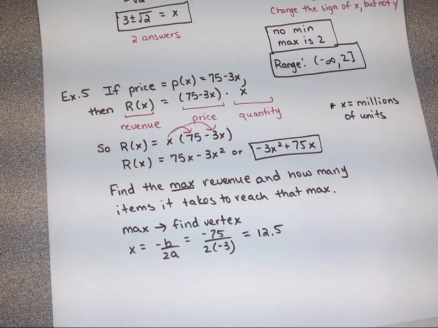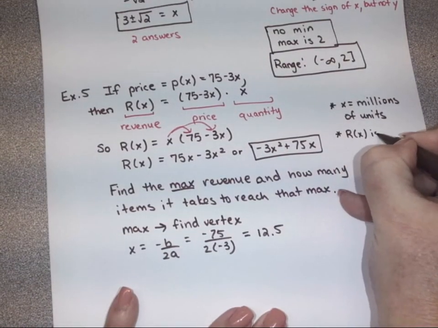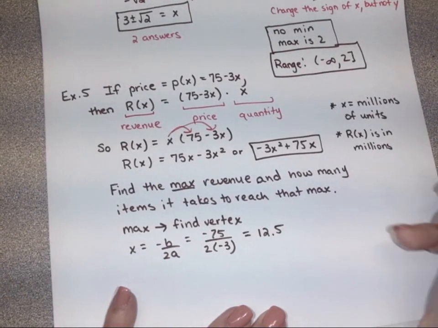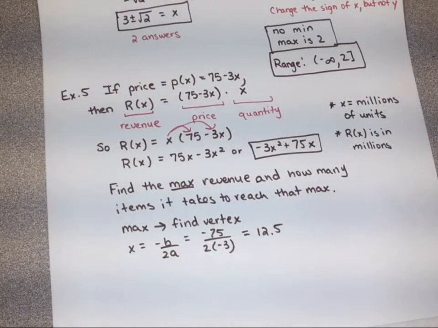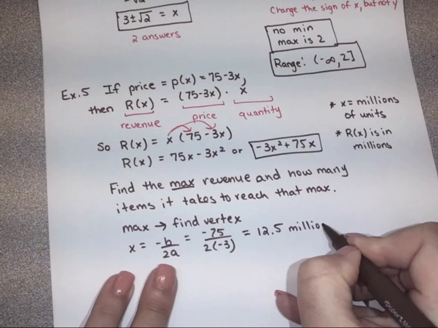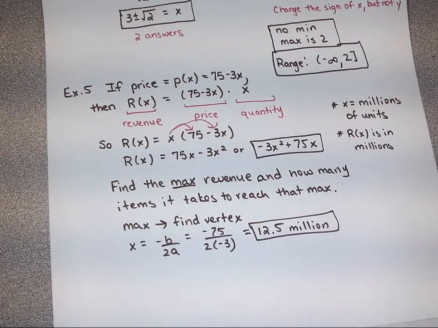Normally speaking, you wouldn't have half an item, right? But we're talking about millions of units. And also, let's say R of x is in millions. So that would have been something that I should have established at the beginning, but I'm establishing it now. So in other words, x is 12.5 million then, okay?